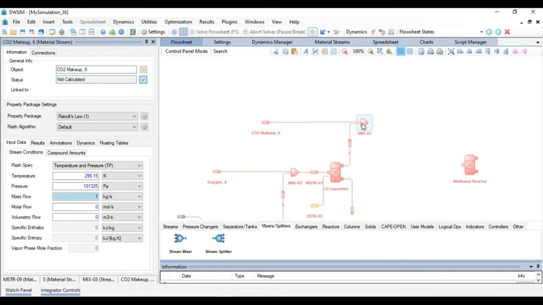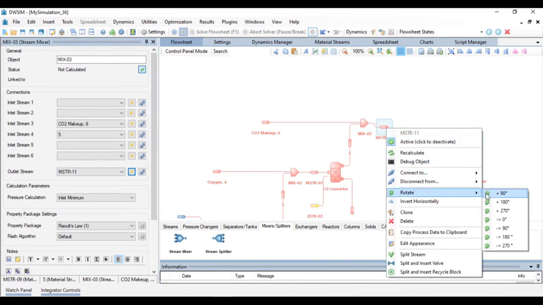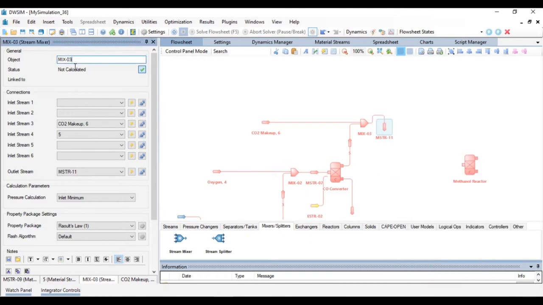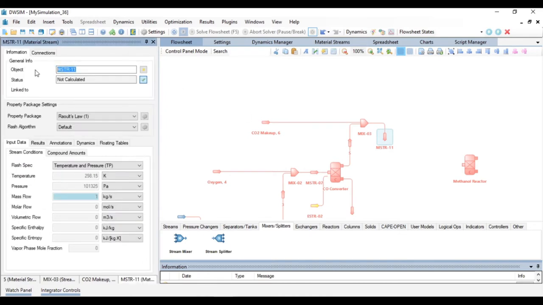Okay, there you go. Then in the mixer, we'll add another outlet stream. So this stream, we'll rotate it to 90 degrees. Then we'll name this as stream 7. Oh, sorry. So this is the mixer 03. Then this stream, MS311, we'll name this as stream 7. Then we'll drag it down here and we'll add another mixer.